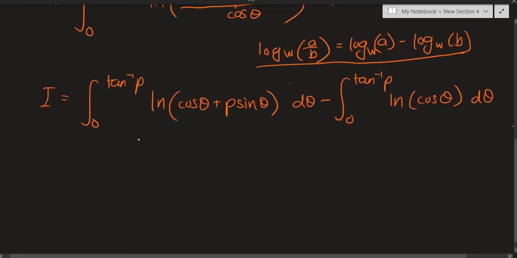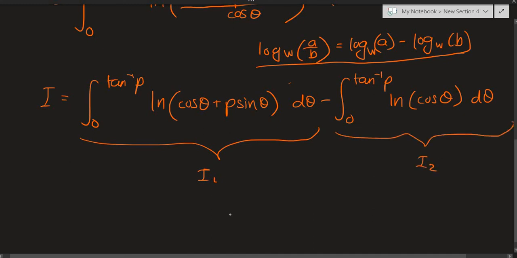So now we have two integrals to calculate. I'm going to call this I1 and we're going to call this I2. So our general equation to finish with I is I1 minus I2. So let's do I1 on a fresh page now.